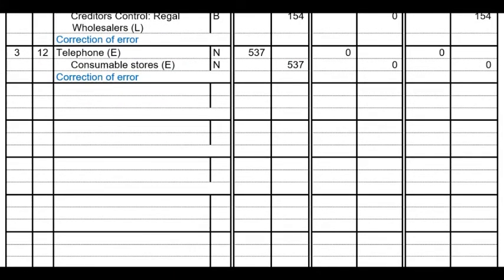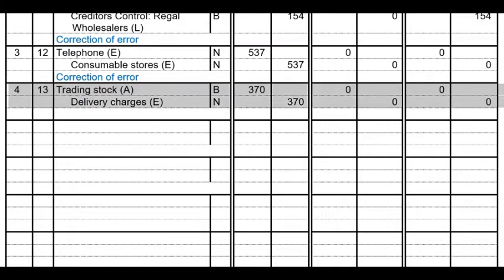The next transaction on the 13th said the cost of delivering trading stock to NM Traders, remember that's us, 370 Rand, was entered in the delivery charges column in the petty cash journal in error. The reason why this is an error is because every time we pay to get trading stock delivered to our store, we actually debit that value to the trading stock account because it's seen as part of the cost price of our stock. Remember that from term 1. So we should have debited trading stock and not delivery charges. So you go and credit delivery charges to take that amount out there.